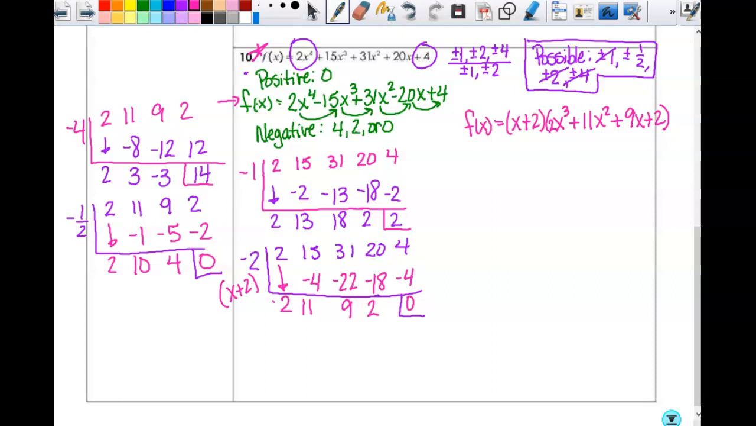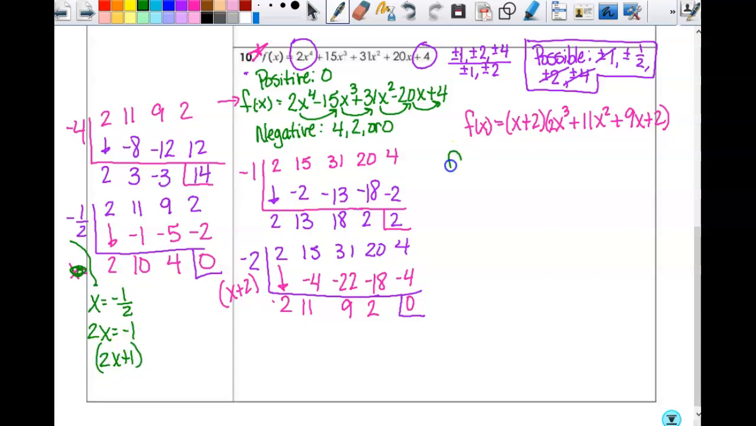So x plus 1/2 is not my factor. What this is telling me is that x equals -1/2. All right? And these all have to be whole numbers in the end. So in order to get it back to where I would have it, I would have to multiply both sides by 2, and I get 2x equals -1. So 2x plus 1 is the actual factor.